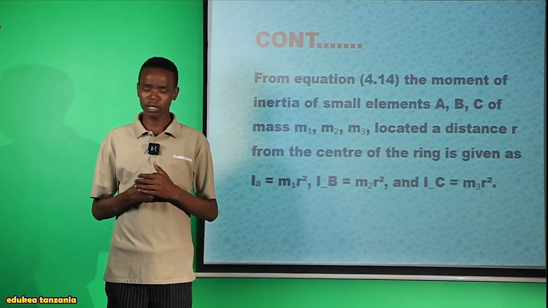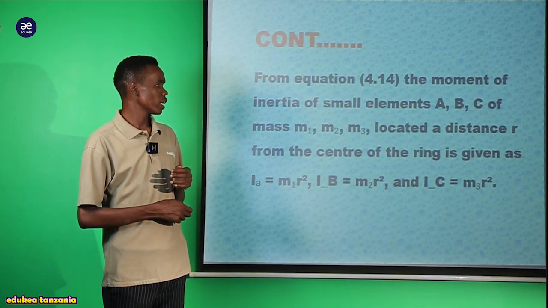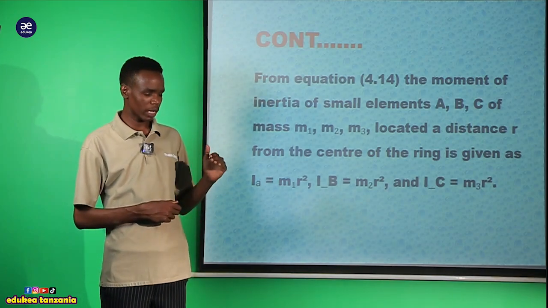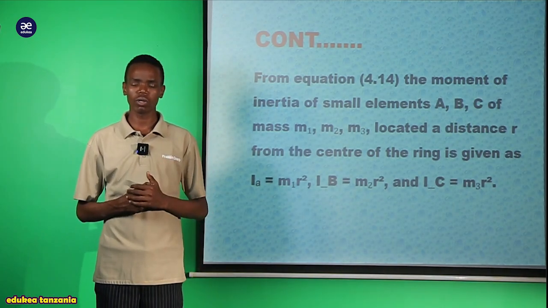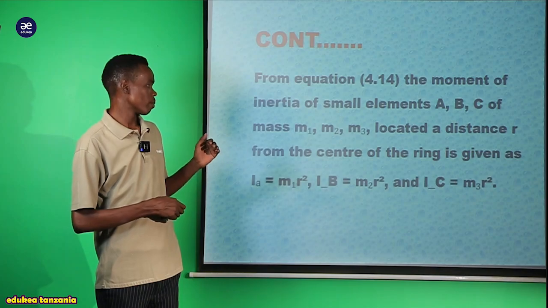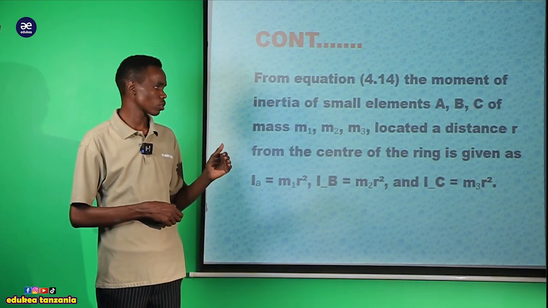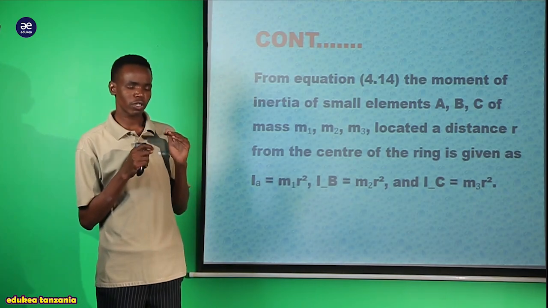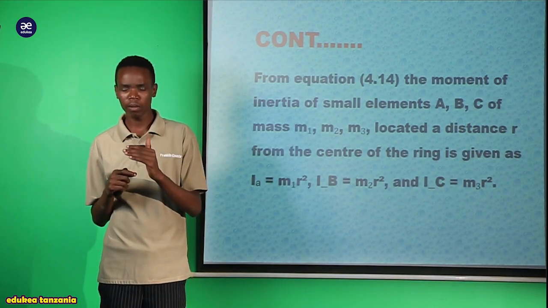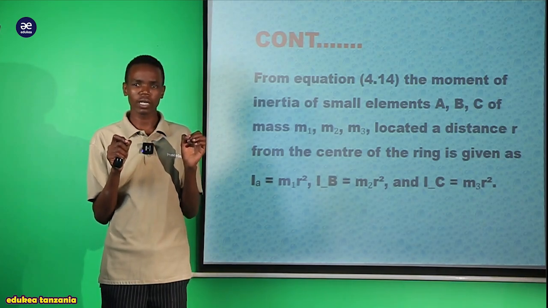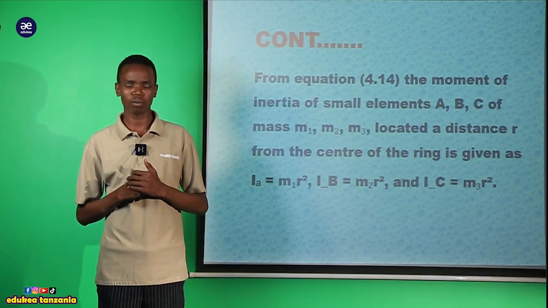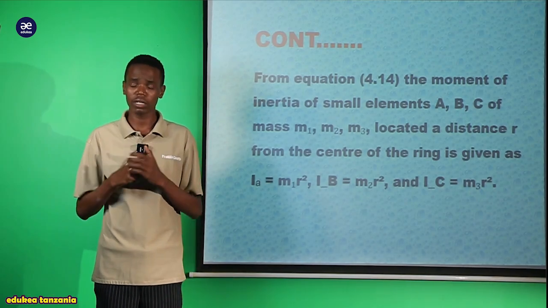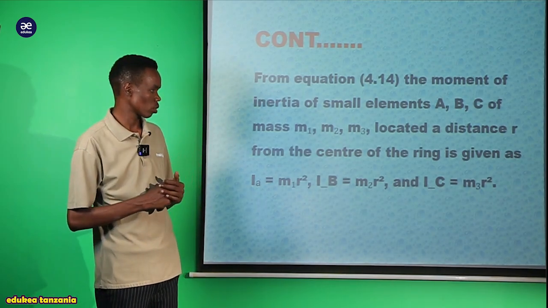So after that, my dear student, what we are supposed to know here is that from question number 4.14, the moment of inertia of a small element: element A, element B, and also element C, of mass 1, mass 2, and mass 3, are located at the distance R. As I told you, all of these, particle A, particle B, and particle C, have the same distance from the axis of rotation, the center of the ring. They have the same distance. That is what we try to observe.